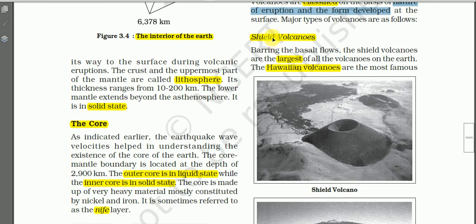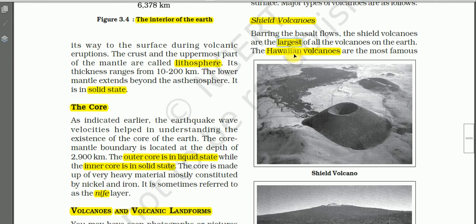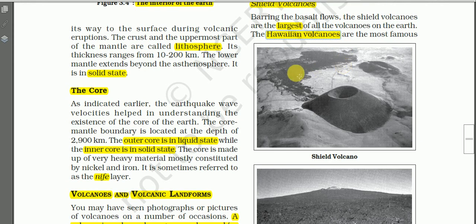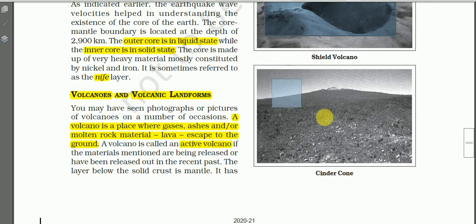The first important type is the shield volcanoes. Except for the basalt flows, the shield volcanoes are the largest of all the volcanoes on the earth. Basalt flow means lava flows; basalt is a type of lava. Except for these basalt flows, the shield volcanoes are the largest of all volcanoes in the world. The Hawaiian volcanoes are the most famous, the best example of shield volcanoes. This is the photograph showing a shield volcano. And this is a cinder cone.